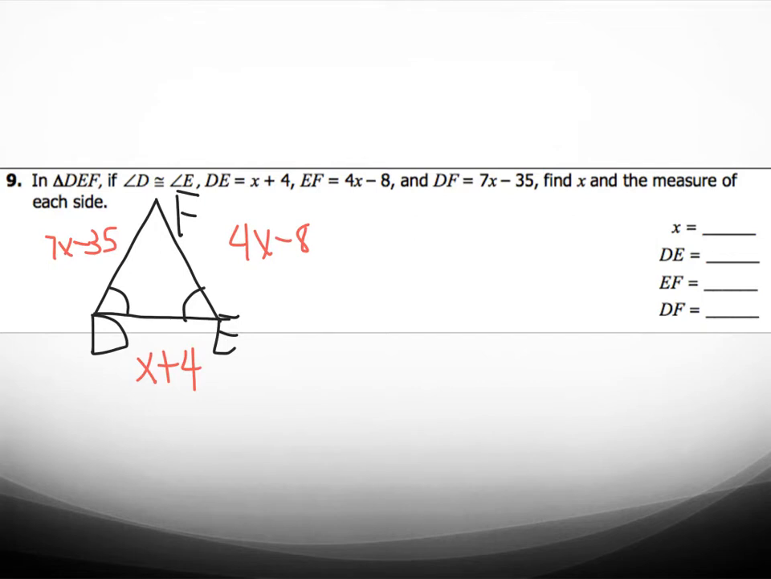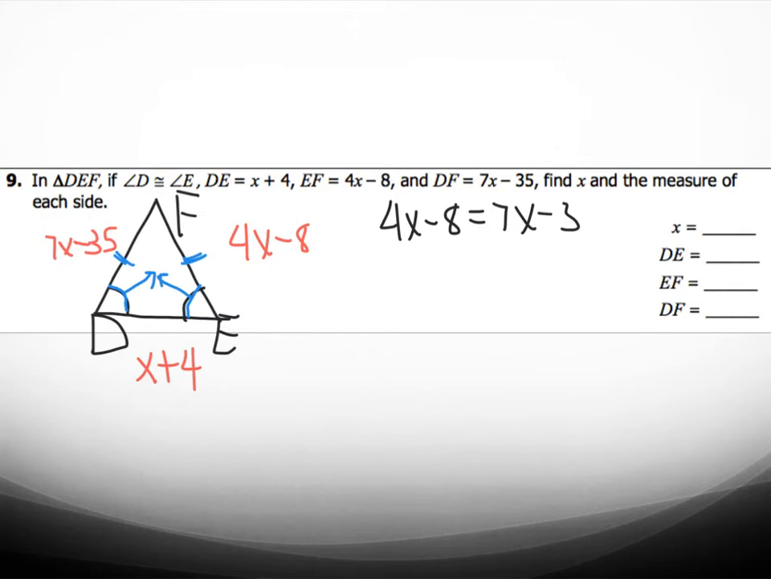Well, I want to go back. I see that I have two angles that are congruent, so the sides across from those angles are going to be congruent. I'm going to go ahead and put my markings there to show which sides are congruent. Once I know which sides are congruent, I can go back and set up a math equation. 4x minus 8 is equal to 7x minus 35. We have our math equation again. 4x minus 8 is equal to 7x minus 35.